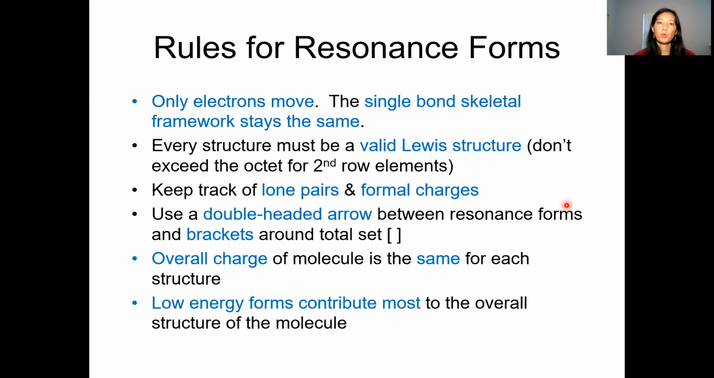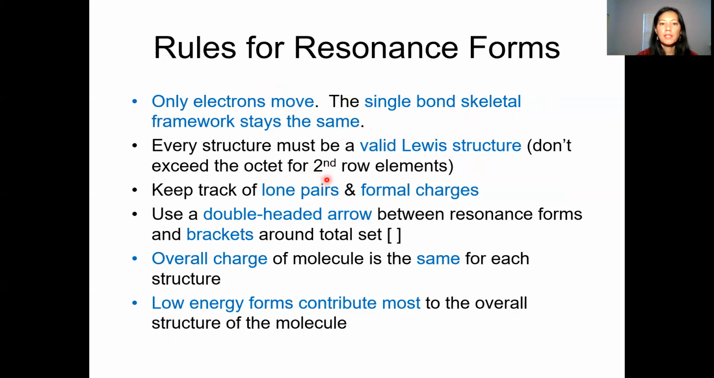Here are some general rules. Sometimes people have difficulty drawing resonance structures or resonance forms. Keep the skeletal framework the same. Don't mess with the single bonds. Only electrons move. So electrons in the second bond of a double bond or the second or third bond of a triple bond, those move. And lone pairs can move. Every structure you draw should be a valid Lewis dot structure.